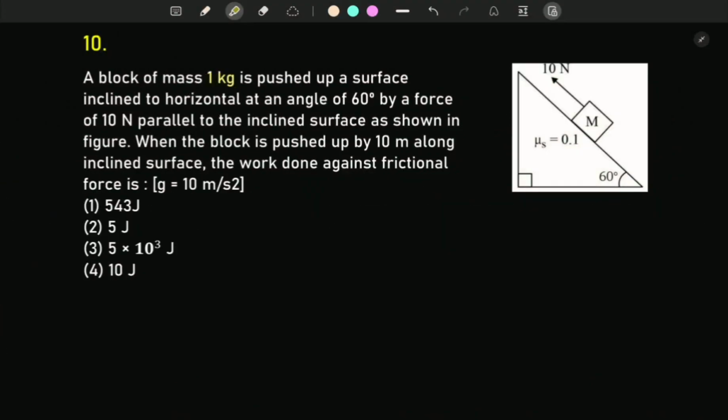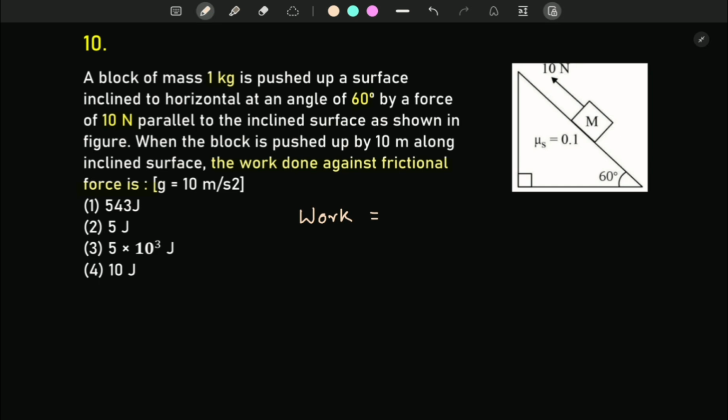It says a block of mass 1 kg is pushed by a surface inclined to a horizontal at an angle 60 degree by a force of 10 Newton parallel to the inclined surface as shown in figure. When the block is pushed up by 10 meter along the inclined surface, the work done against frictional force is. So I need to find the work done against frictional force.